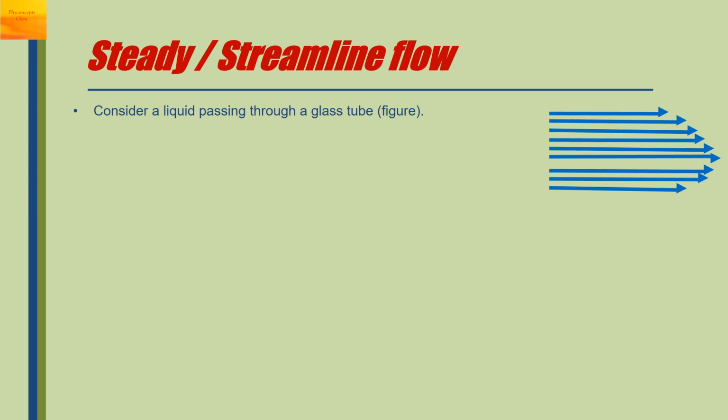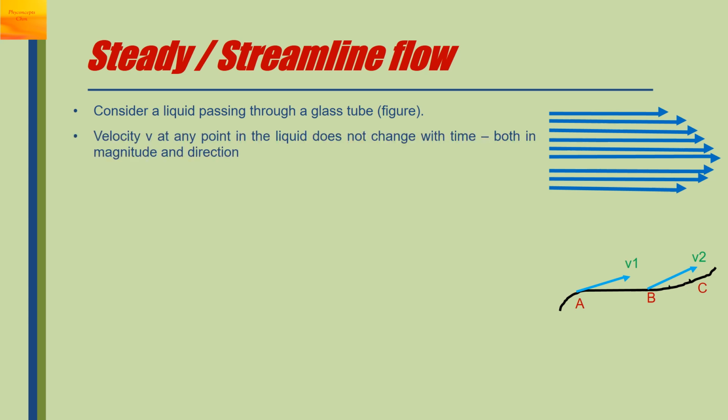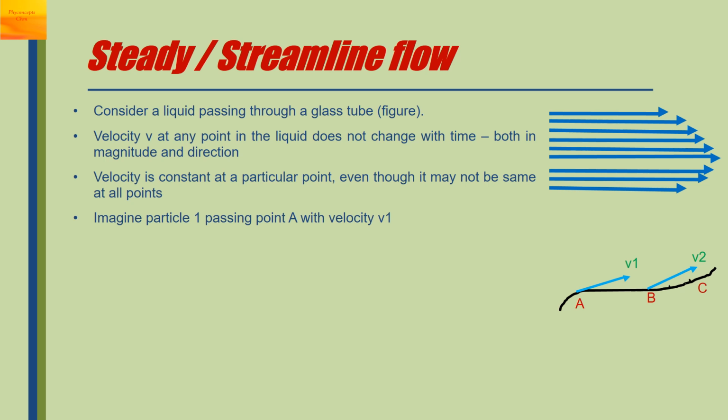Steady flow or streamlined flow. We will consider a liquid passing through a glass tube. The velocity v at any point in the liquid does not change with time, both in magnitude and direction. So the velocity is remaining constant at a particular point, even though it may not be the same at all the points, which we can see from this diagram here. At point A, the velocity is v1, at point B, the velocity is v2, but it is remaining constant at this particular points.